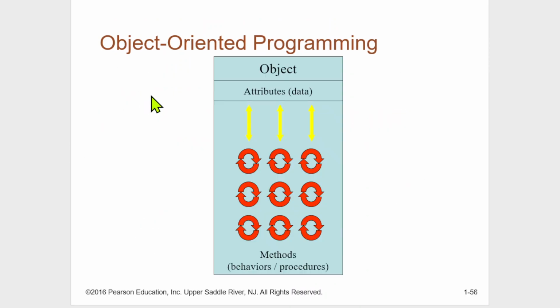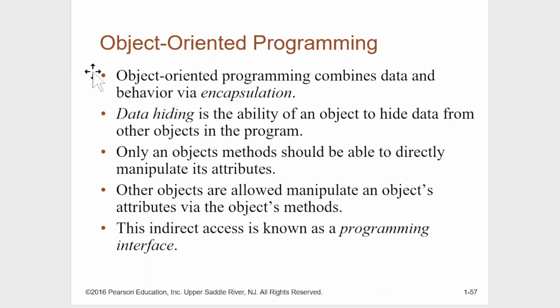So for objects, again, this graph, I just can't imagine means a whole lot to people who aren't programmers yet. But as we get later in the class, this will make more sense to you. You have your object, you have your attributes, your data, and then you have your methods.